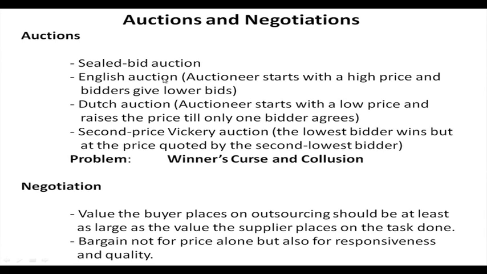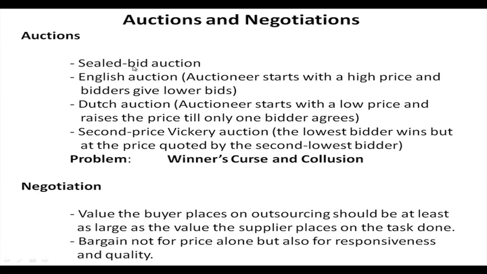In the English auction, the auctioneer starts with a high price, and the bidder who gives the lowest bid is given the award. In the Dutch auction, the auctioneer starts with a low price and raises it till one bidder agrees with that price.